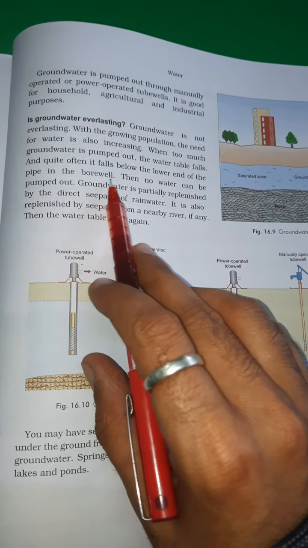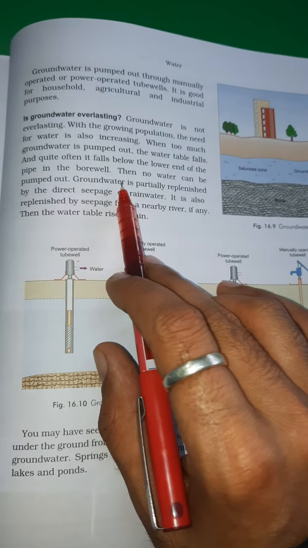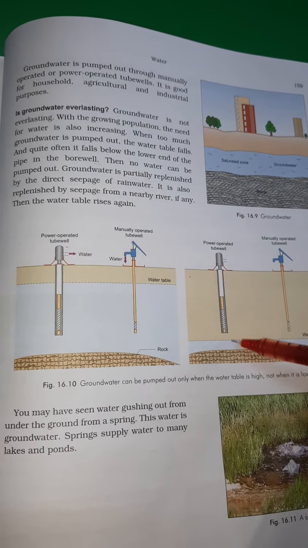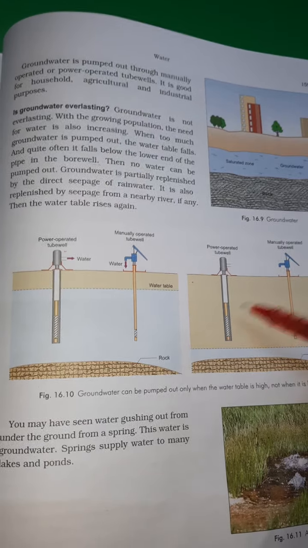Okay, and quite often it falls below the lower end of the pipe in the borewell, then no water can be pumped out. Now look, when our water goes completely below our pipes, it means we are unable to get any amount of water.